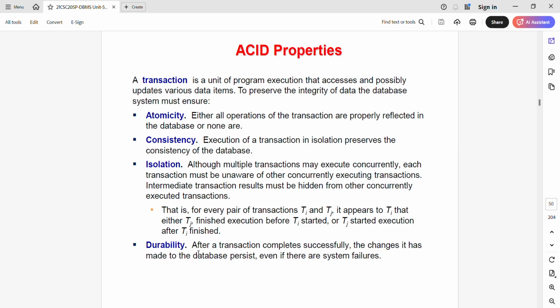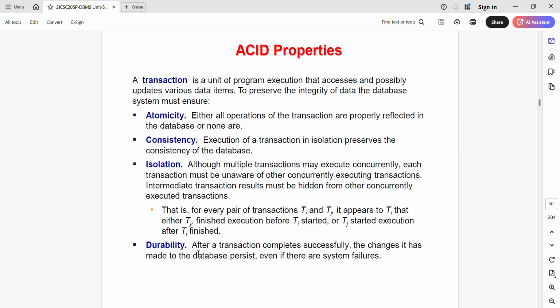Consistency means execution of the transaction in isolation preserves the consistency of the database. That is consistency. And isolation means multiple transactions may execute concurrently, but each transaction must be unaware of other concurrently executing transactions. We can perform transactions concurrently, but each and every transaction must be unaware that another transaction is going on or executing.